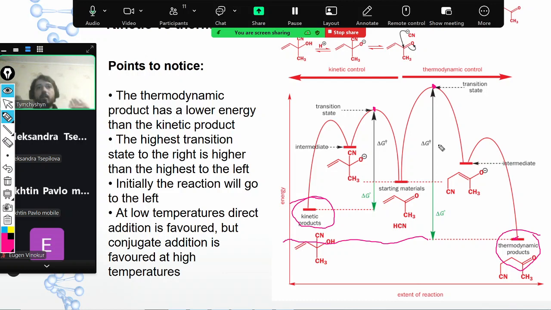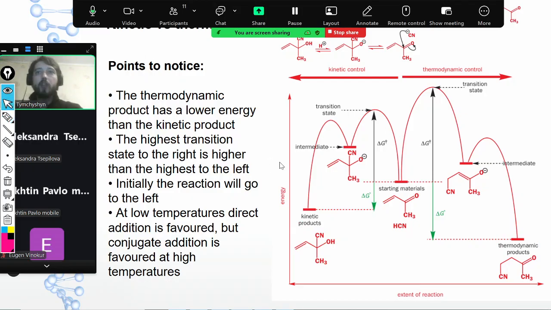And basically, some points to notice: the thermodynamic product has lower energy, so if you wait long enough, the chemicals will tend to transform into the thermodynamic product. When you just start the reaction, they tend to transform into the kinetic product. So depending on what you want, kinetic product or thermodynamic product, you may adjust the time that you spend on your reaction. So you either make it quickly or you wait for a long time.